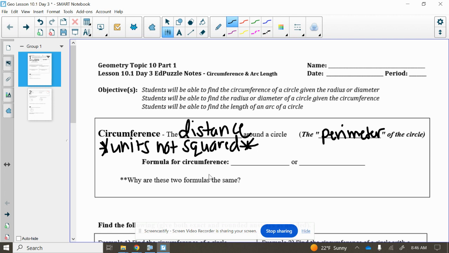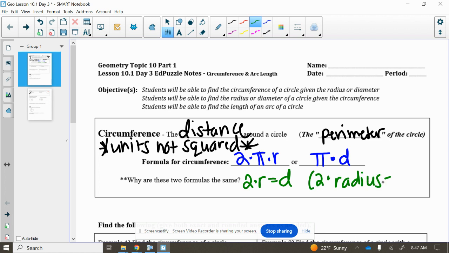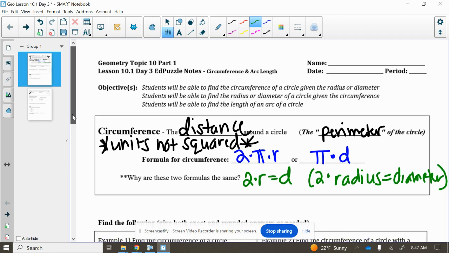Now, the formula for the circumference can be found using two things. First, we could use 2 times pi times the radius, or we could use pi times the diameter. Why are there two different formulas? Well, remember, 2 times your radius equals your diameter. So you can make that substitution in for 2 times the radius, because 2 times the radius will equal your diameter. So oftentimes, which formula you will want to use is based on what you are given.